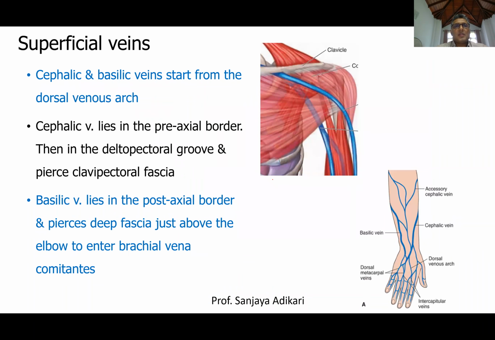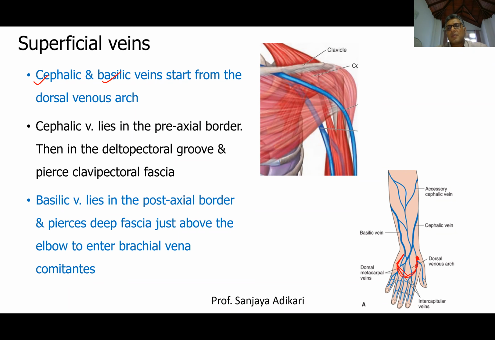Then a few things about superficial veins that we did not discuss so far. Now there are two types of superficial veins. You have the cephalic vein and the basilic vein that start from the dorsal venous arch here. You have a dorsal venous arch here. Cephalic vein starts from the lateral or the radial end of the dorsal venous arch. Basilic vein starts from the medial or the ulnar end of the dorsal venous arch.